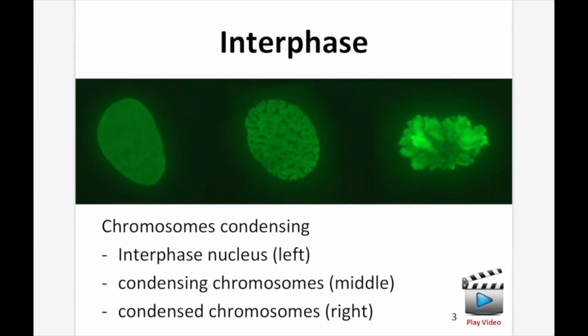So in interphase, chromosomes are condensing. And you can see this going from left to right. On the left, that's our interphase nucleus. Pretty bland, you can't really see differences between the different things. In the second picture, our chromosomes are condensing. And then in our right picture, our chromosomes are fully condensed. And you can see the difference between picture 1 and picture 3. The chromosomes are much more noticeable, and they're much more distinct from one another.